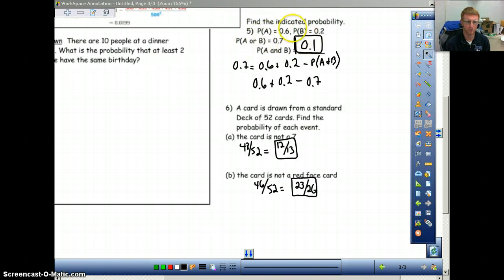Okay, so hopefully on this one you got 0.1 as an answer when you plugged into the formula. Down here, the card is not a 7. Well, one way you could do it is just say there's 48 cards that are not a 7 out of 52. Same thing, not a red face card. There's 46 cards that are not a red face card out of 52. Or you could have figured out how many 7s you have and subtracted that from 1. You get the same answer either way.